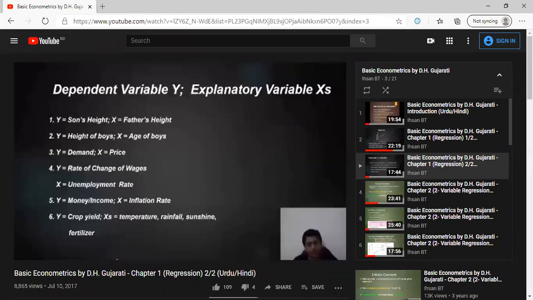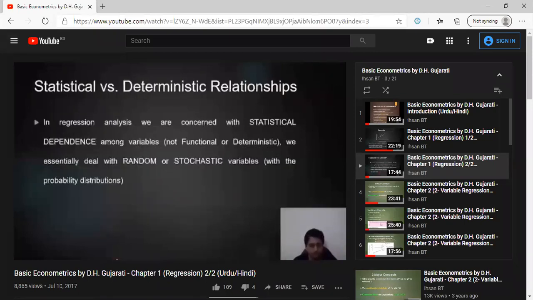The problem arises when you see that even though it looks like it's an exact relationship, one x value will correspond to another y value and so on. But in real life, you see that the relationship is not exact. There is some randomness in that relationship. So we add a u in that relationship.